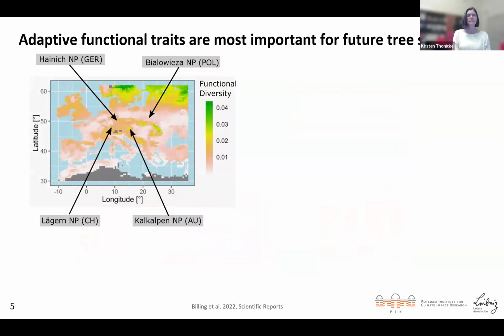So we did this for four sites in what are the last remaining areas of quasi-natural vegetation in Europe. That's the German site Hainich, the Polish natural forest Białowieża, the Legan National Park in Switzerland, and Kalkalpen. So we have a mix of broadleaf deciduous forest, mixed forest in the mountains, and more needle-leaf dominated forest.